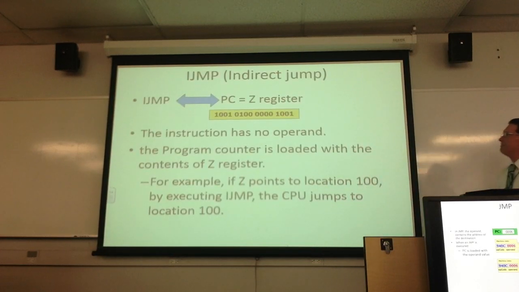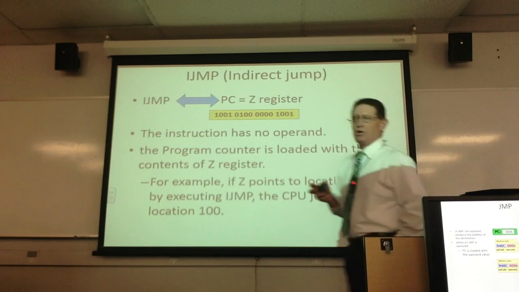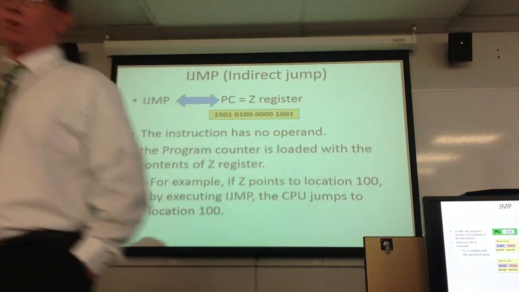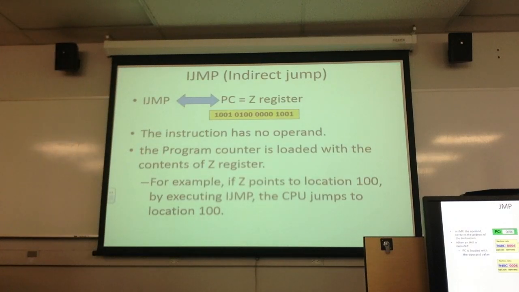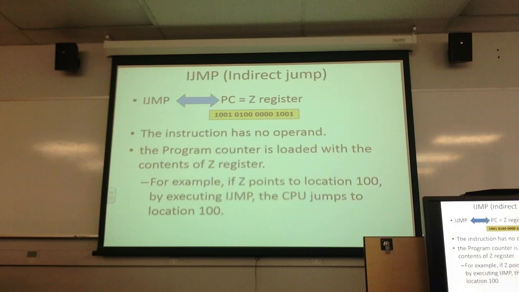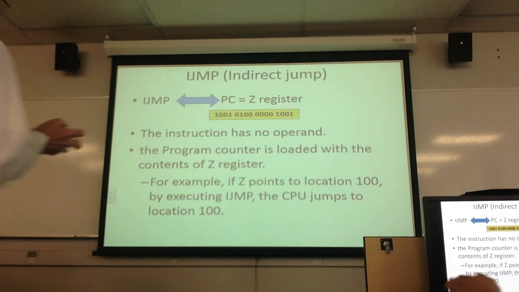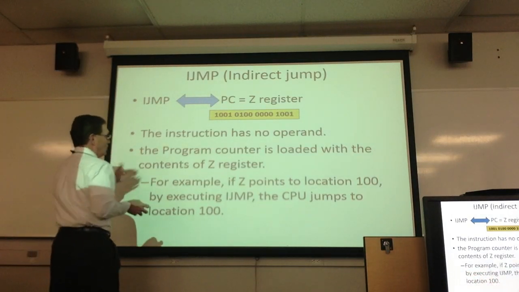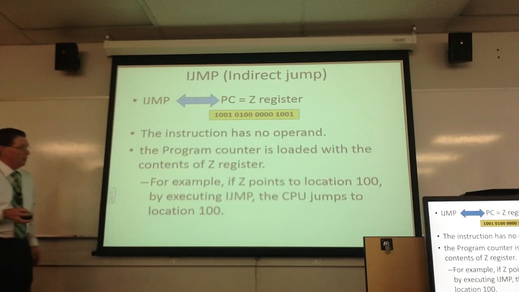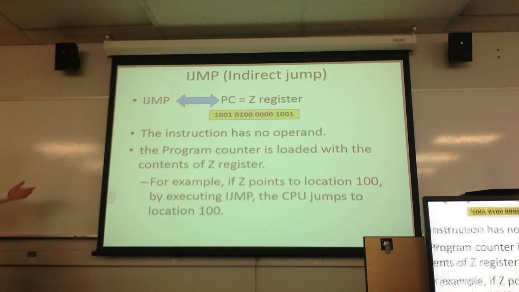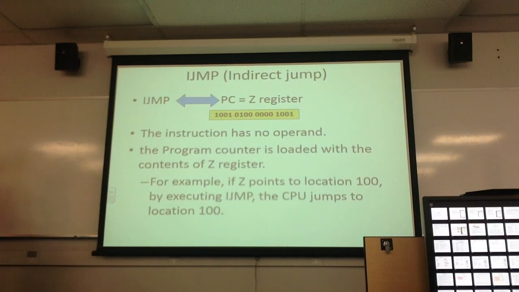All right. The IJMP is an indirect jump. Why do we call it an indirect jump? Because where is the address that we're going to go to stored? Z register. Anytime you're dealing with the Z register, that's physically going to contain the address of where I'm going to. It has no operand. The program counter is loaded with the contents of the Z register, and Z points to the location. What's that?